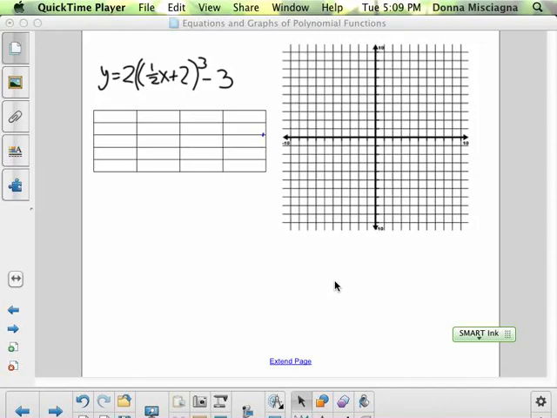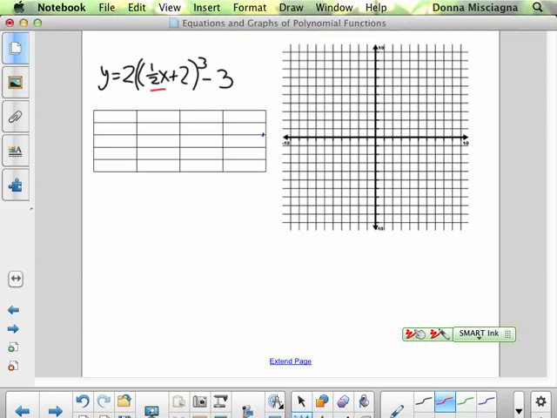Here's our next graph, and this one I didn't make so skinny. Instead of having a, so remember that the coefficient on x is going to be the reciprocal. So having a number between 0 and 1 means now our graph will get wider, not skinnier.